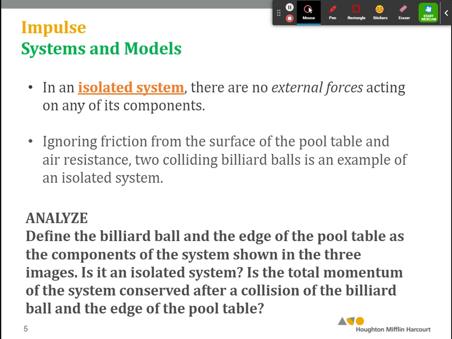And so that's where your opposing force is coming from. It's coming from the table pushing back on the cushion, the ground pushing back on the table. And so we see only the momentum of the ball changing because what was drawn in that image on the previous slide was not an isolated system.